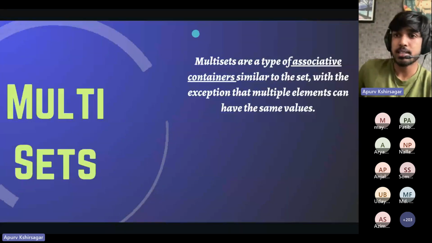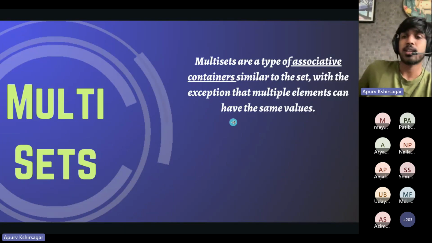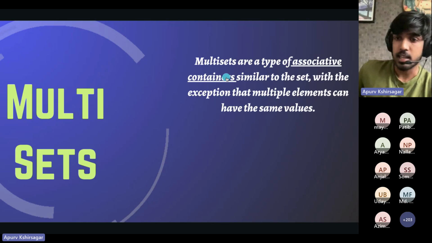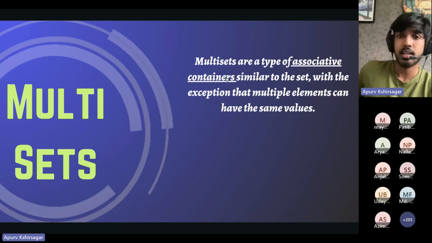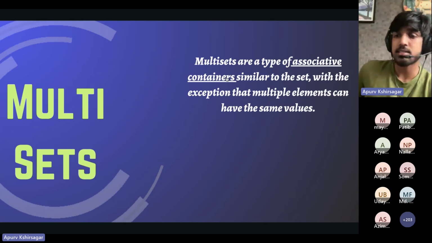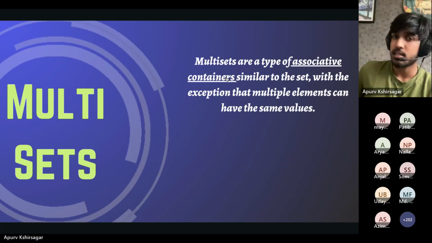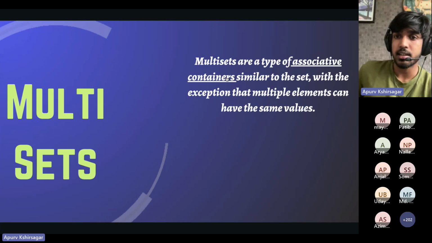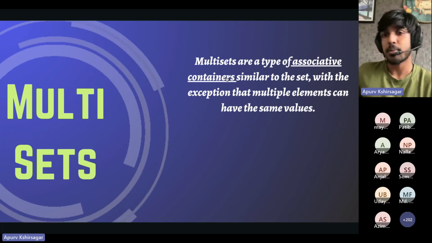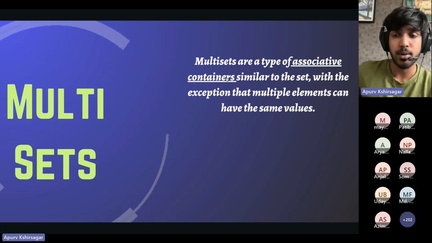Here's a definition of multisets. So what are multisets? Multisets are associative containers, as I have told you before, basically containers which contain anything, just like sets, arrays, vectors, maps, multi-maps. Multiset is also an associative container, similar to set, with the exception, or the only difference, that multiple elements can have the same values. No problem there.